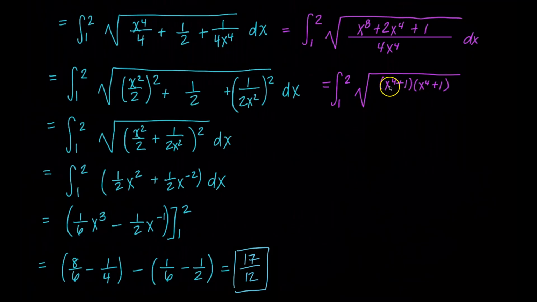So if I distribute it back out, I get x to the 8th plus x to the 4th plus x to the 4th. That's 2x to the 4th plus 1. Well, that's a perfect square, right? x to the 4th plus 1 times itself. So I can think about this as x to the 4th plus 1 quantity squared.